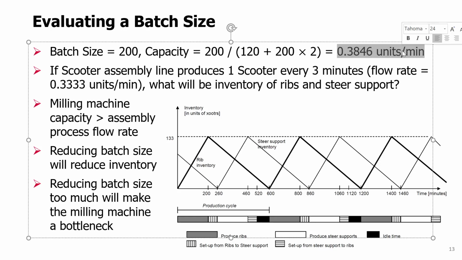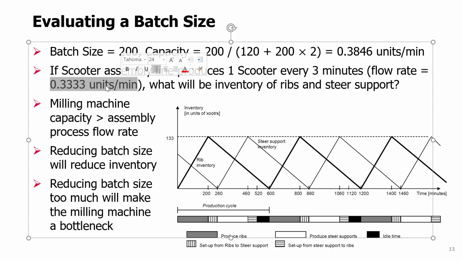The capacity will be 0.3846 units per minute. Well, if the scooter assembly line produces one scooter every 3 minutes, the flow rate is 1/3 units per minute, right? What will be the inventory of ribs and steel support?